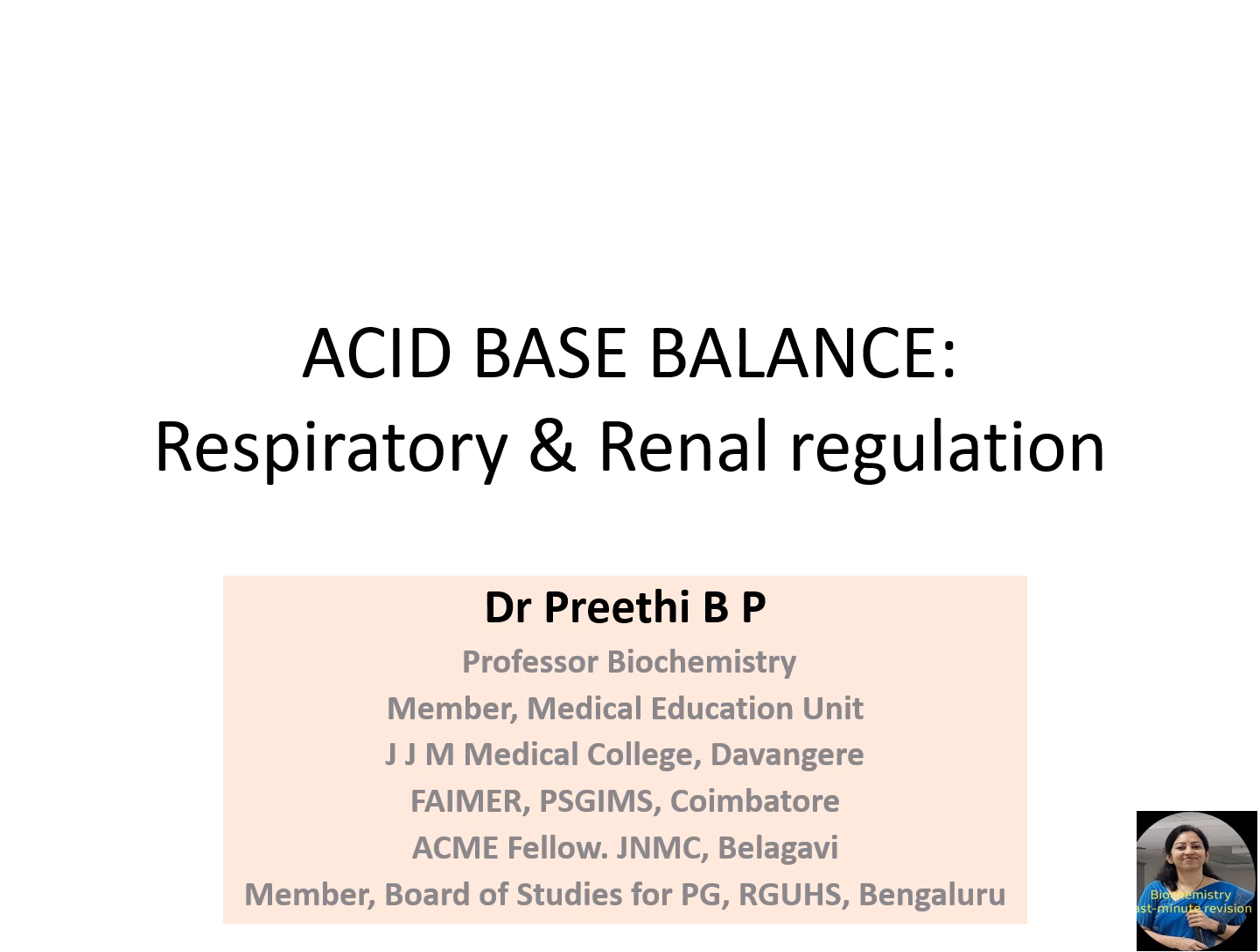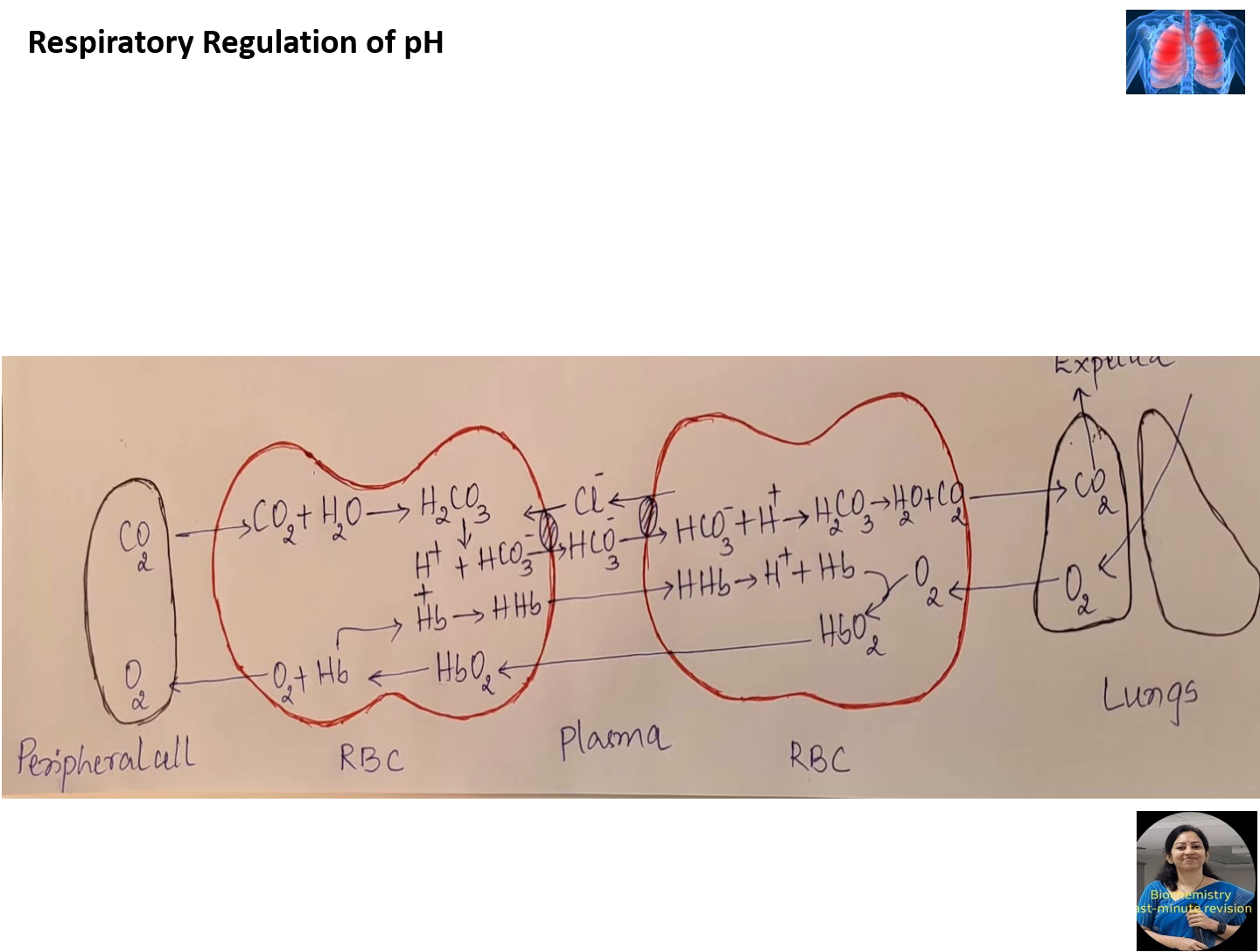This video is on respiratory and renal regulation. Now this is the pictorial representation of the respiratory regulation inside our body. This erythrocyte represents the capillary network at the level of peripheral tissue on the left side, and on the right side this represents the capillary network of erythrocytes at the level of lungs.